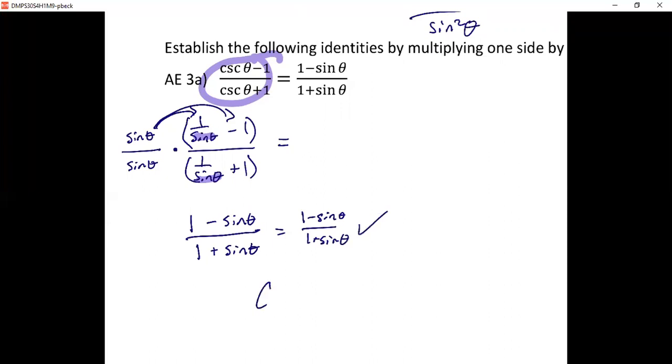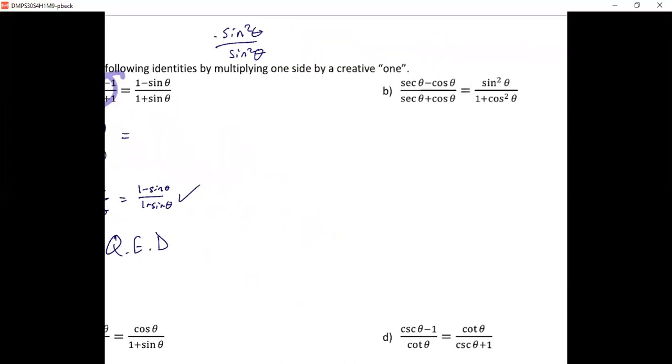So check QED. So 1 minus sine over 1 plus sine. And again, the creative 1 here was sine over sine. How did I know to do that? Sometimes it's helpful to turn all of our trig functions into either sine or cosine.